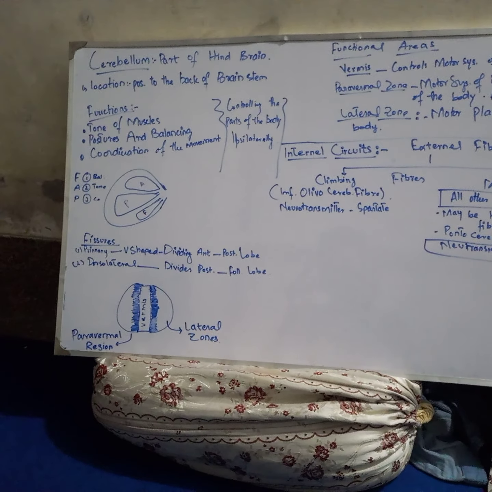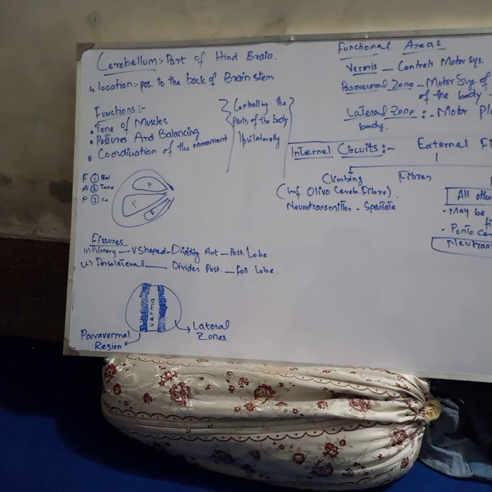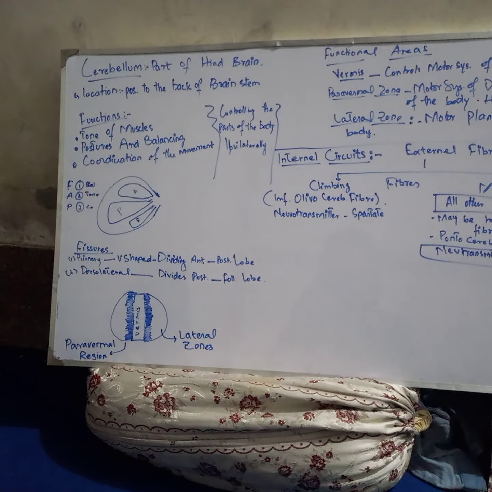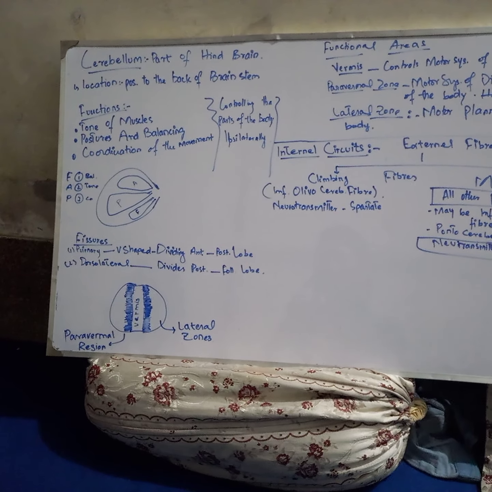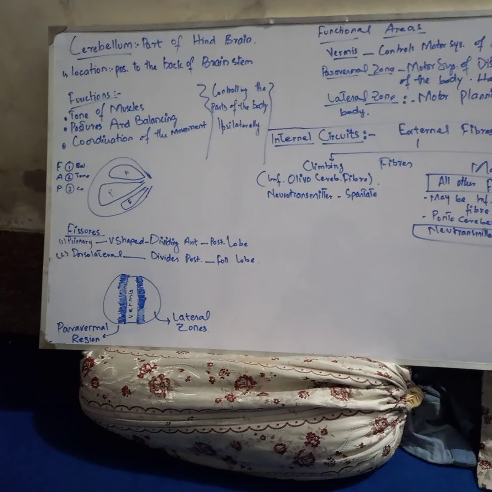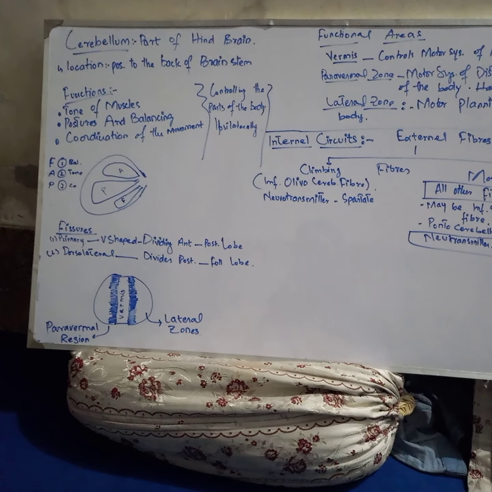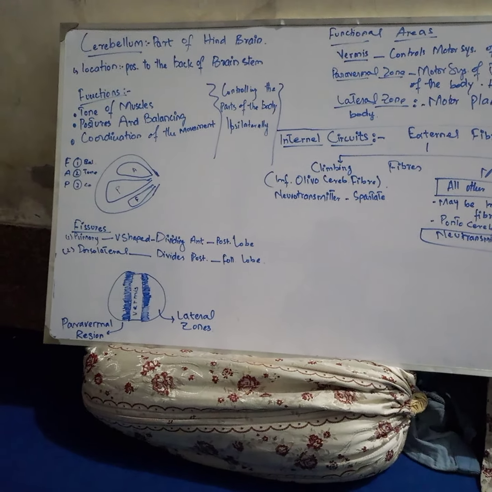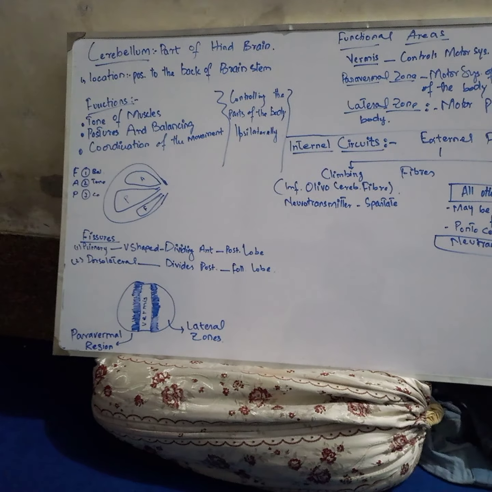On the left, near the diagram, I've written the letters F, A, P. It's the embryological development representation. The most primitive part of the cerebellum is the folliculonodular. The second one is, of course, the anterior lobe, and the third one is the posterior lobe.